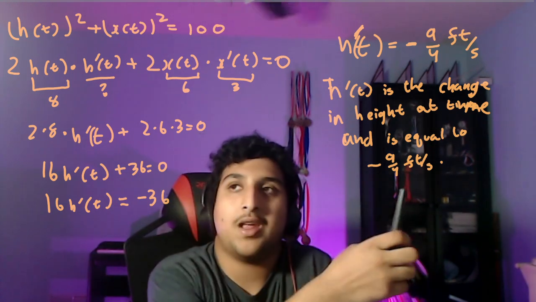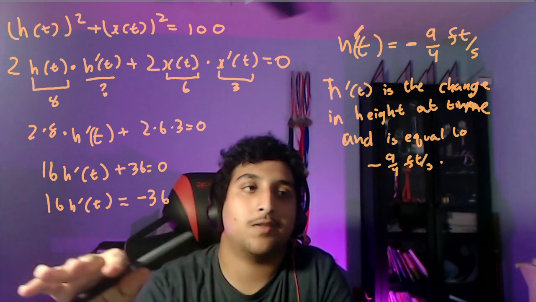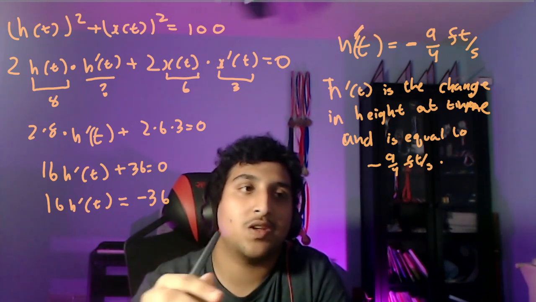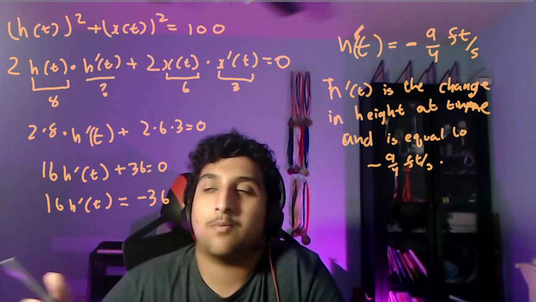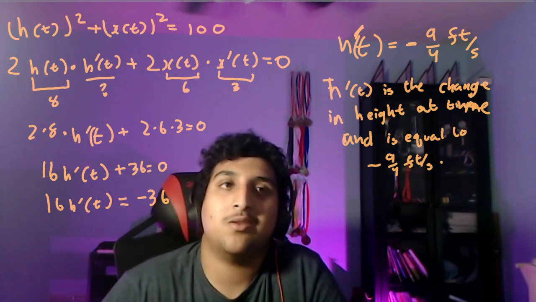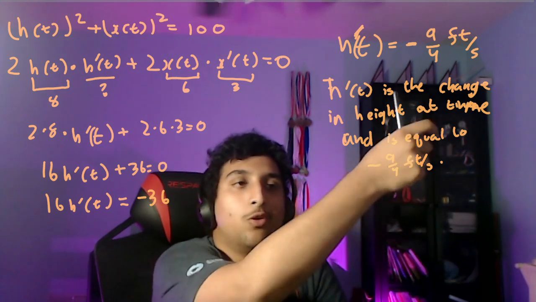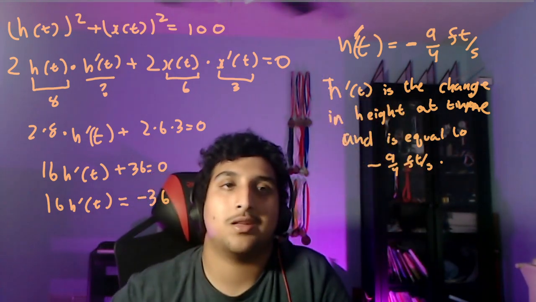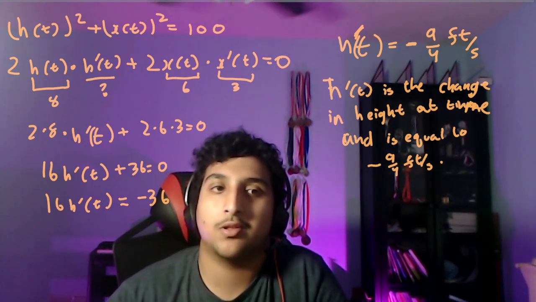Or you can write when x is equal to, when the ground length of the ladder is 6, the height is decreasing by negative 2.25 feet per second. There are many ways you can write this. The goal is, the AP test wants to make sure you actually know what you found, what that means. They want to make sure you're not just writing down a random number.